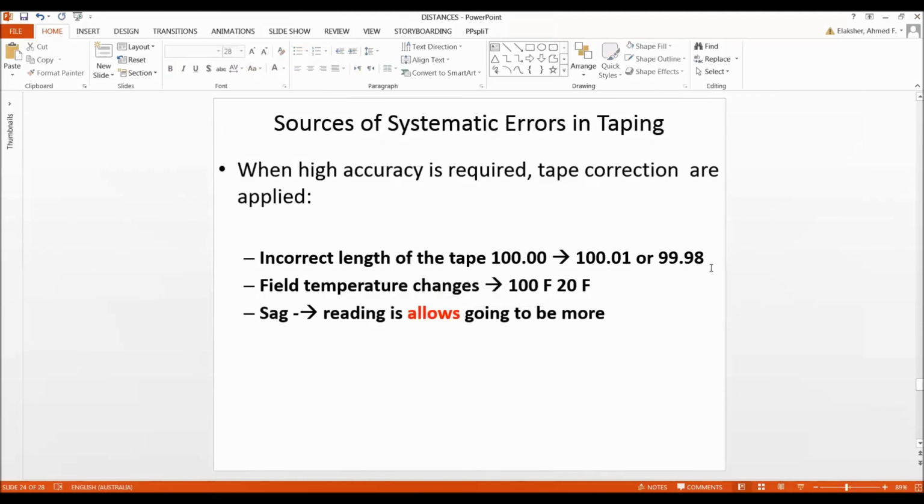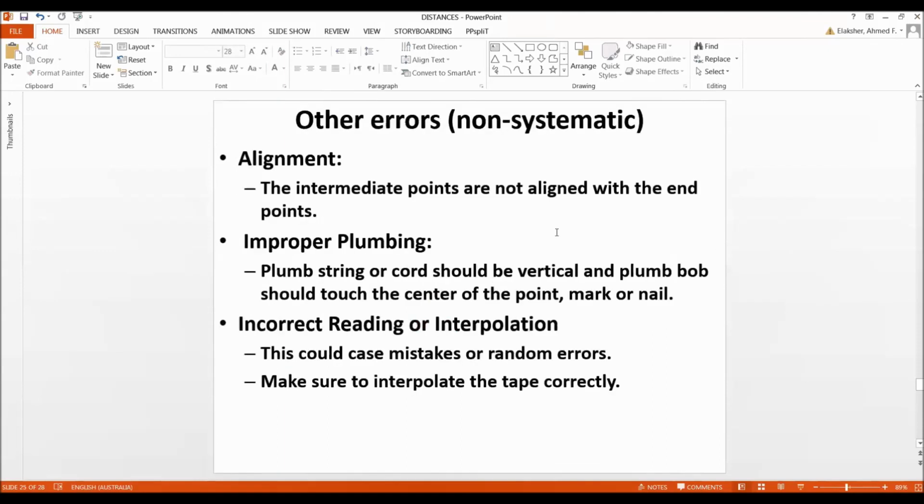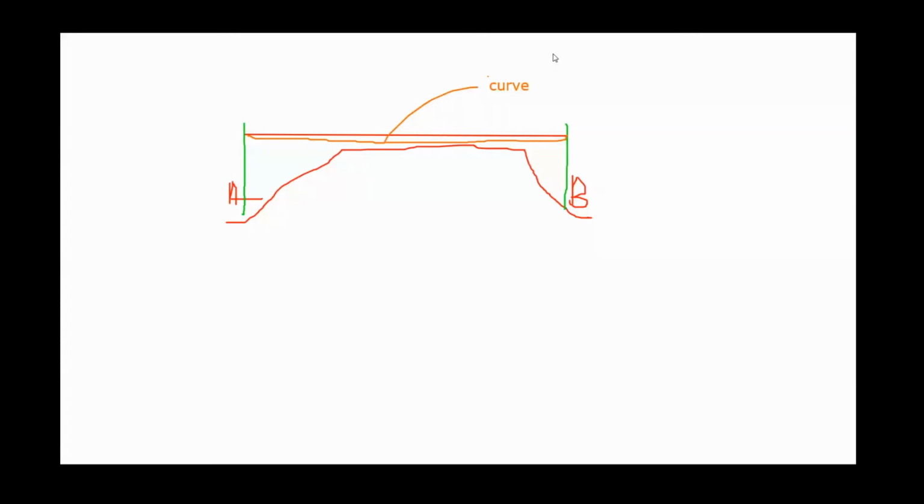Okay, now other errors, what we call the non-systematic errors, alignment, for example. Let's show the top view between A and B, 2 points. And then you have the 2 points here. That's a top view.